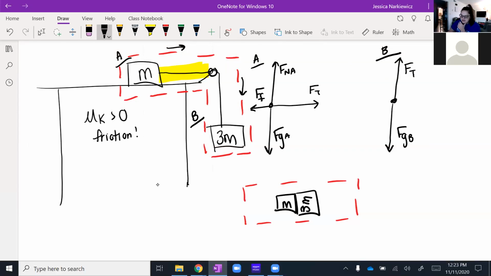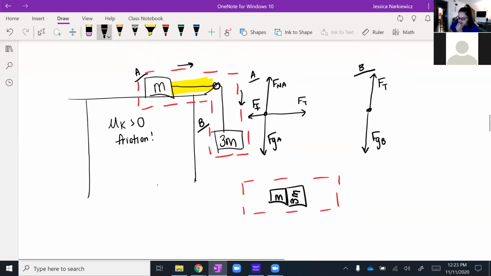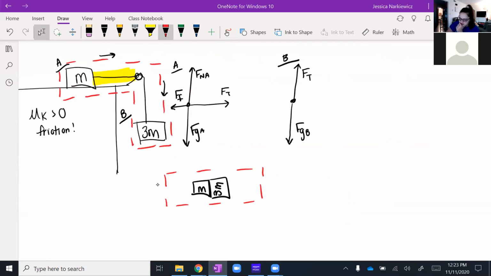So now that my system is both boxes, both of my tension forces are now internal. So I'm not going to include them on the free body diagram for this larger system. Okay. So acting on this larger system, ignoring those two tension forces, I have a downward force of gravity, but that's the force of gravity A. And I have an upward normal force that acts on A.